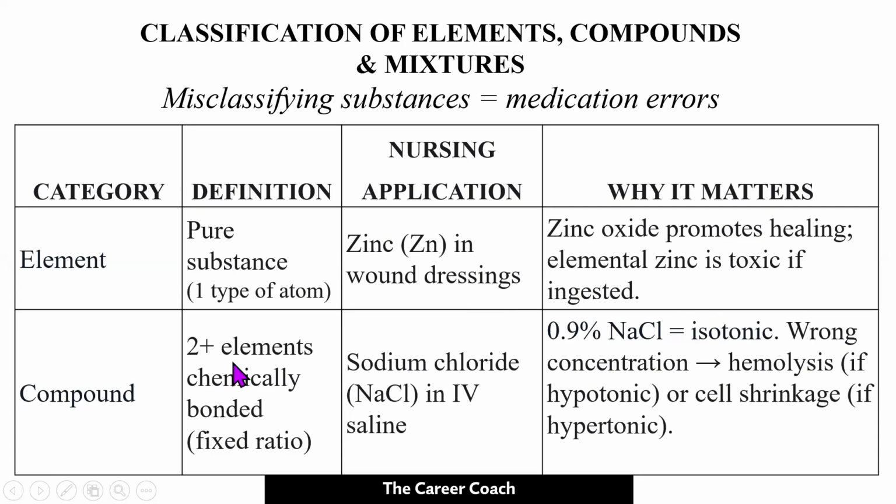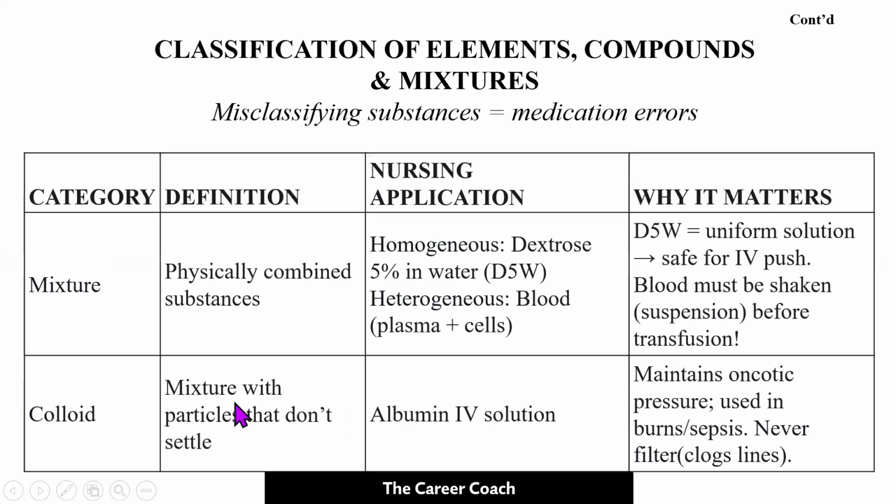What is a compound? A compound is when two or more elements chemically combine in a fixed ratio. Nursing application: sodium chloride is an example of a compound in IV saline fluid. Why it matters? Our 0.9% normal saline is isotonic. If it is wrongly concentrated, it could lead to hemolysis if hypotonic, or it could lead to cell shrinkage if hypertonic. So it has to be specific, 0.9%. It is in line with the body cell. So it should not be greater than this or lower than 0.9.